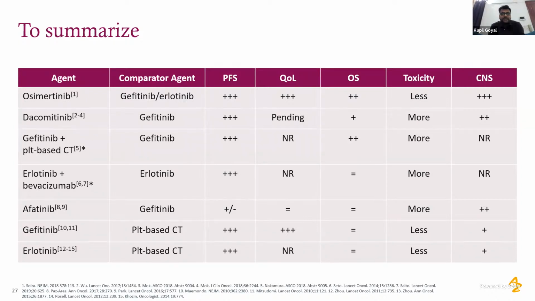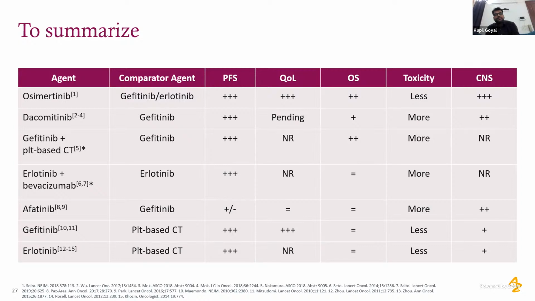We have data with gefitinib plus platinum-based chemotherapy, where chemotherapy has been combined with gefitinib, but we do not have any data about quality of life. Toxicity is also higher. It is a difficult regimen to treat, as Dr. Nitin already mentioned, and CNS metastasis patients were excluded in these trials.